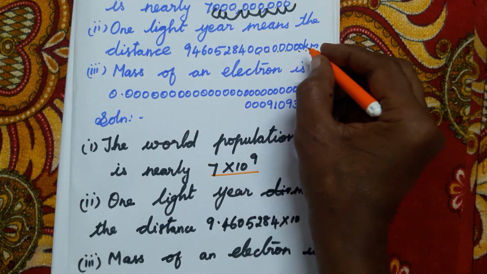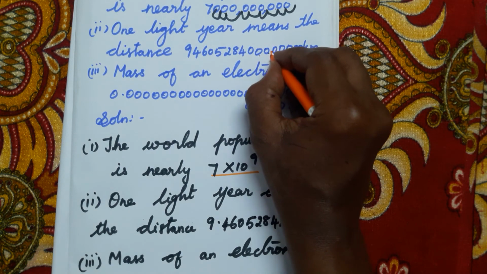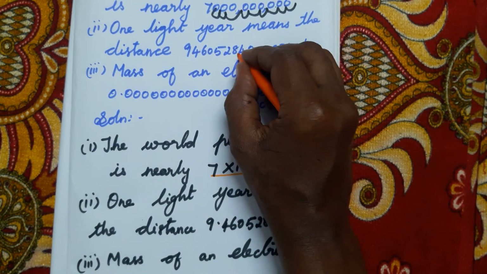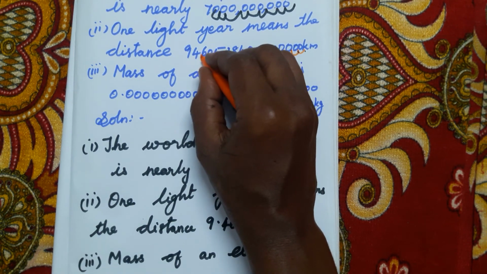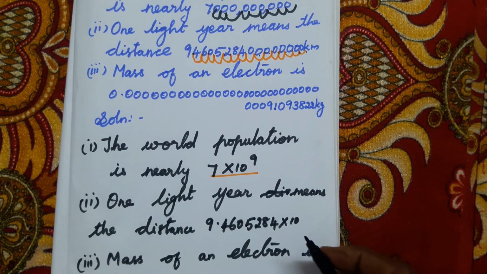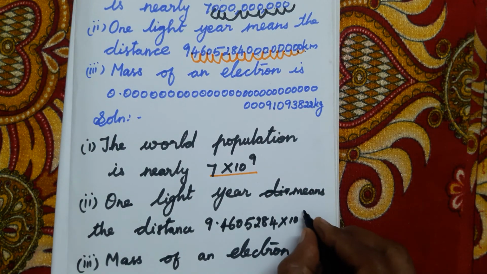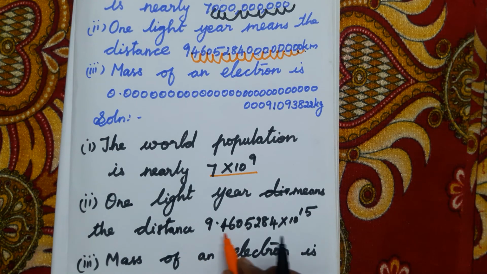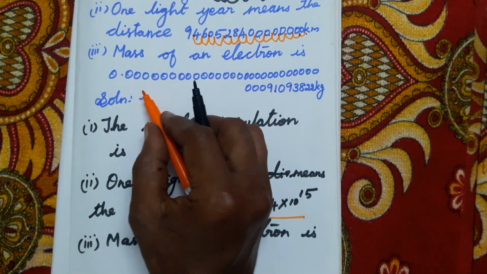So what can we write? How many places did we move the decimal point? 1, 2, 3, 4, 5, 6, 7, 8, 9, 10, 11, 12, 13, 14, 15 places we moved the decimal point. Which side? Right side or left side? Left side. Left side we moved means we can write 10 power plus 15. This is the answer.